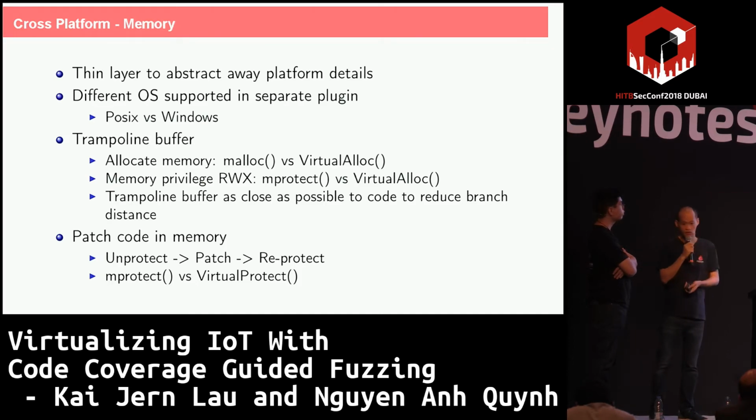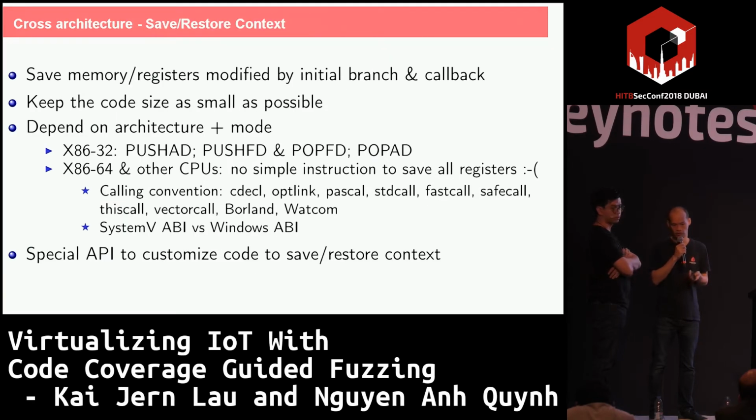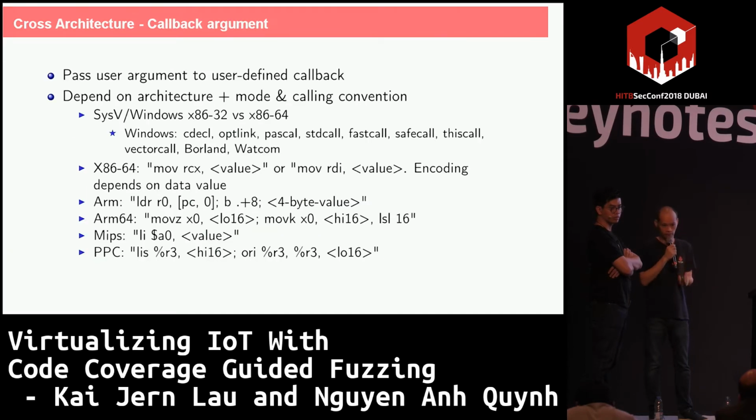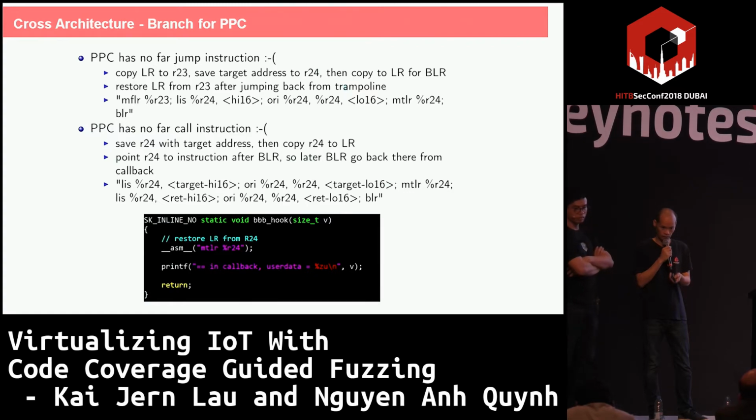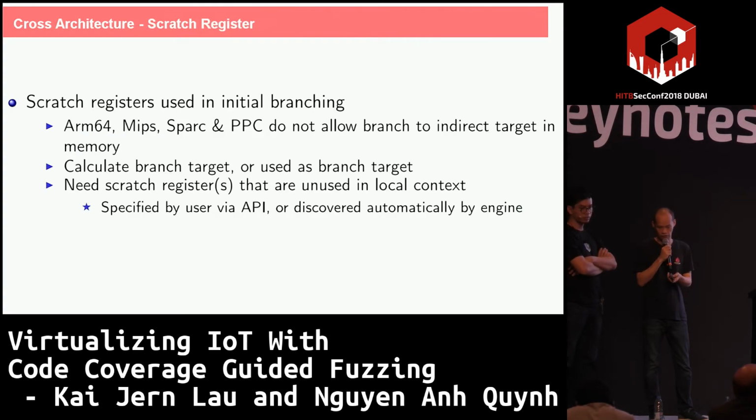Yeah, there are many details on how we build that. We need to support all kinds of operating systems, and you need to support all kinds of CPUs. You need to save and restore context, and it depends on many things. It depends on the CPU, depends on the calling convention, and so on. Yeah, there are many other things. You can take a look at the slide later. So it's quite complicated to build the Scorpio framework.